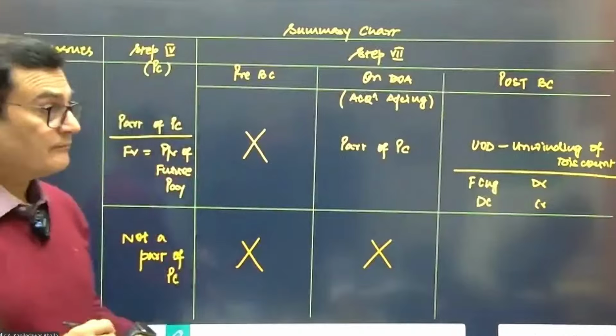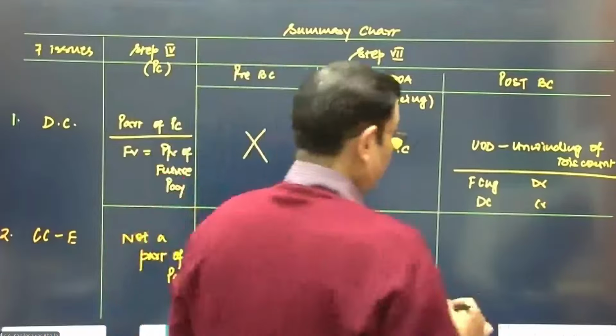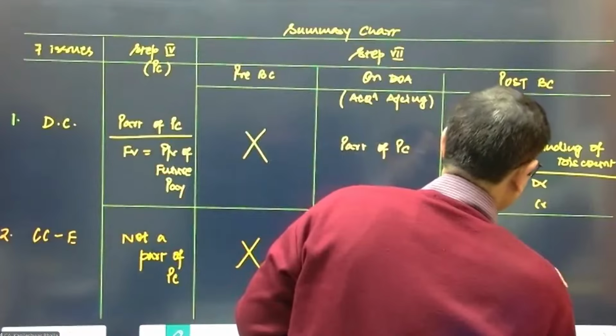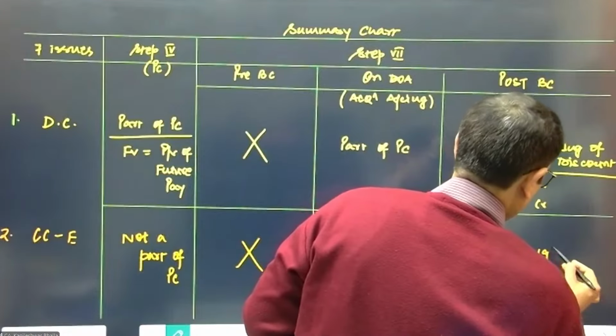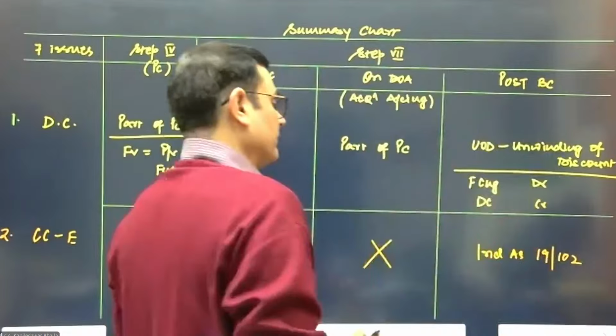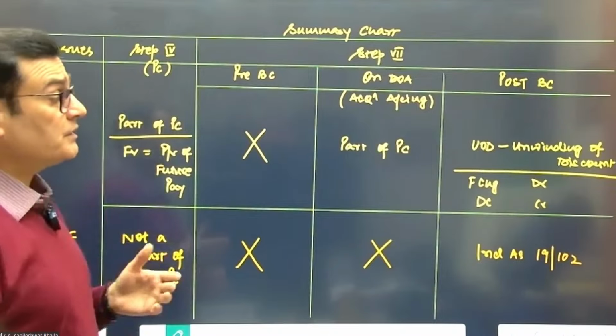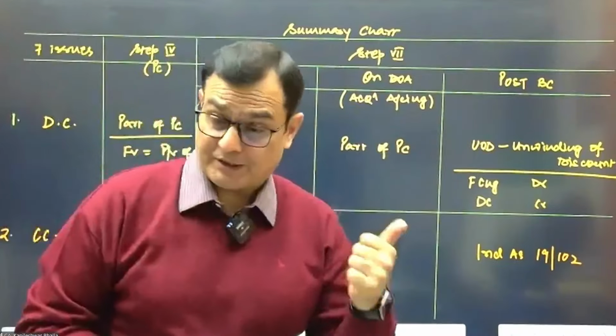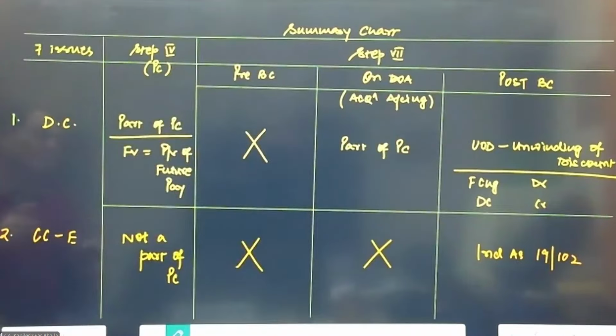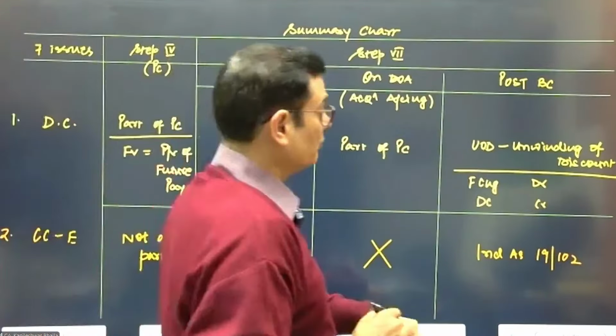Ind AS 19 or 102 will. Yes, you're right. So I would put it as Ind AS 19/102. That's right, because if it is in the form of shares, then 102. If it is any other form, not based on the shares, it could be 19, employee benefits. Great. Okay, so this is the second element. Now let's go to the third element.